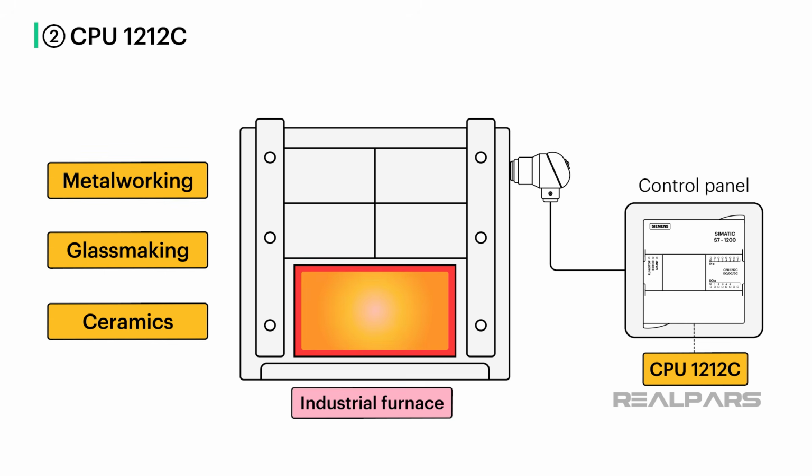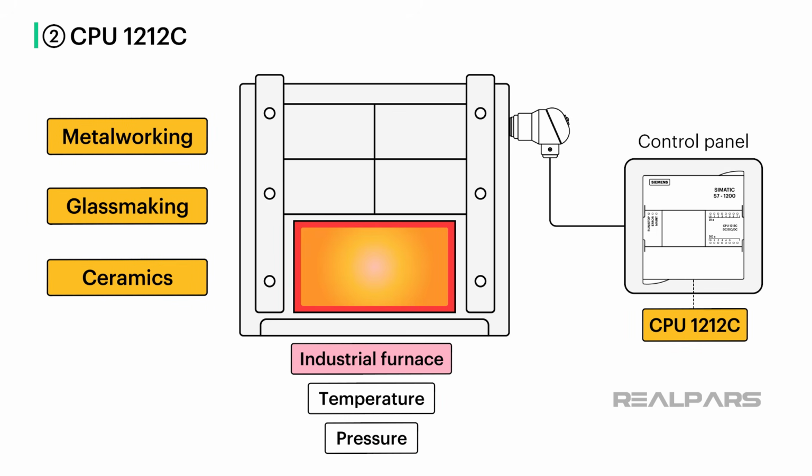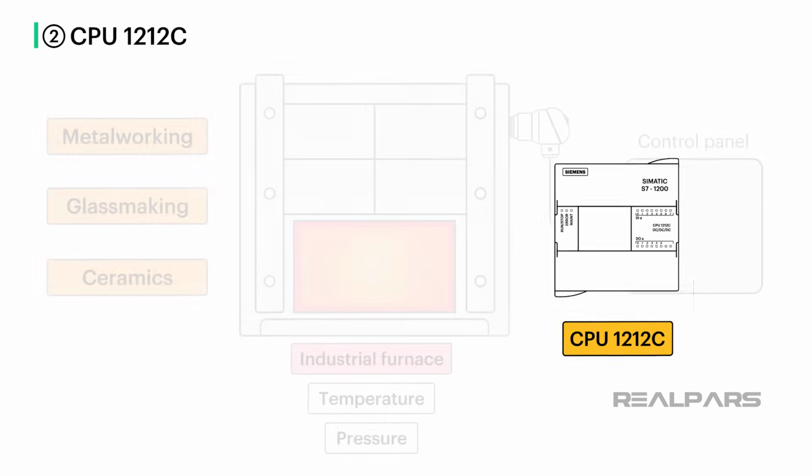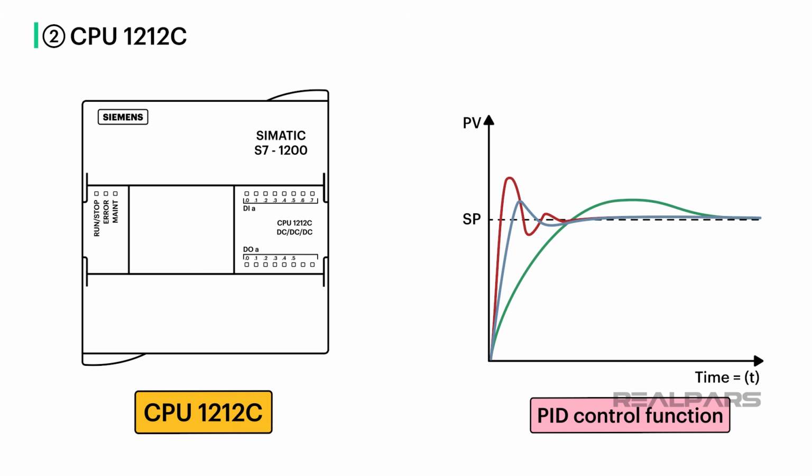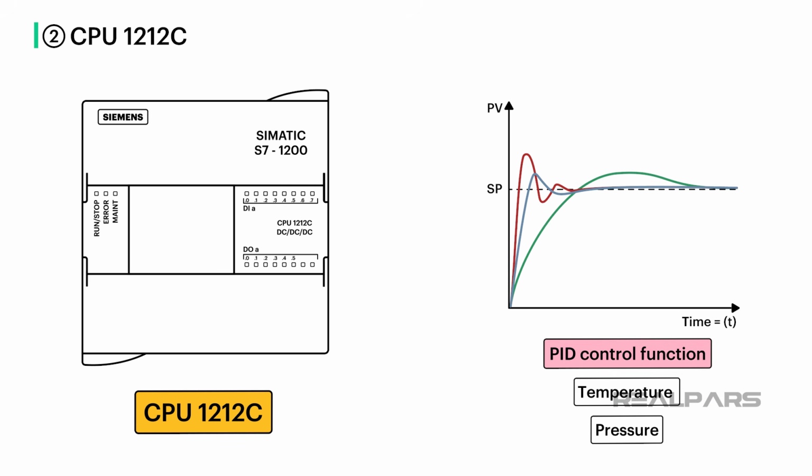The S7-1200 PLCs, especially the 1212 model, are often used to regulate the temperature, pressure, and other parameters inside industrial furnaces. The 1212 also supports PID control functions, which allows for more precise regulation of temperature and pressure.